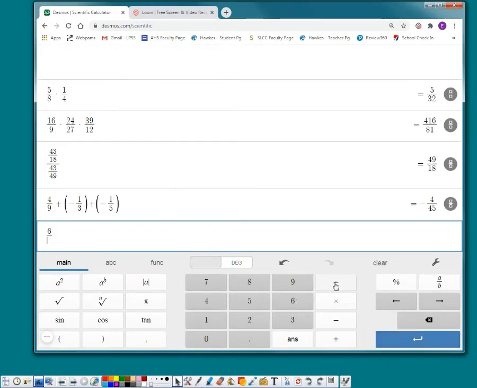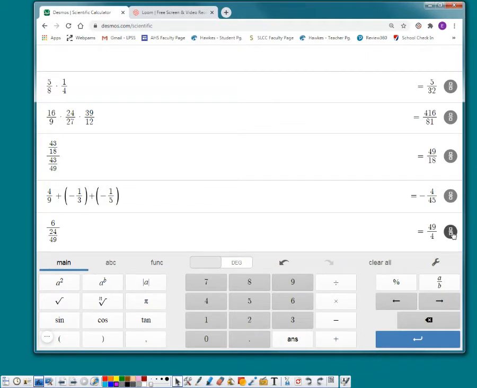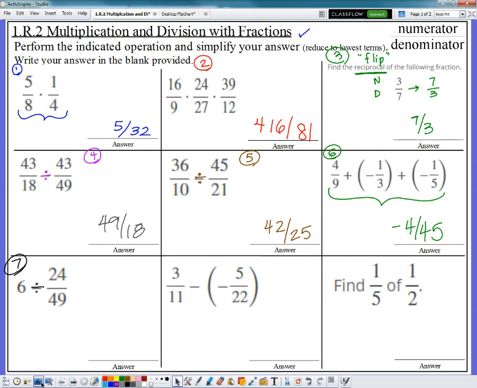So 6 divided by fraction 24 over 49. And as you can see, it's a decimal. We don't want the decimal. We want the fraction, which is 49 over 4. And that is number 7. All right, and then we're over here with number 8.